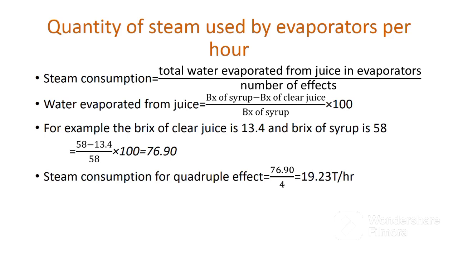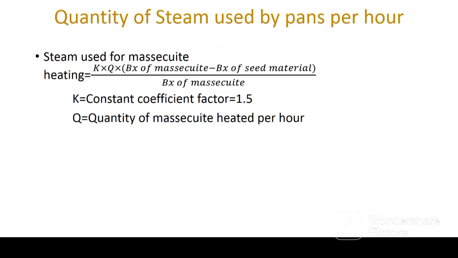That means the amount of water evaporated was 76.90. So to calculate the steam consumed, you'll take 76.90 divided by 4, which equals 19.23 tons per hour. Let's calculate the quantity of steam used in pans.